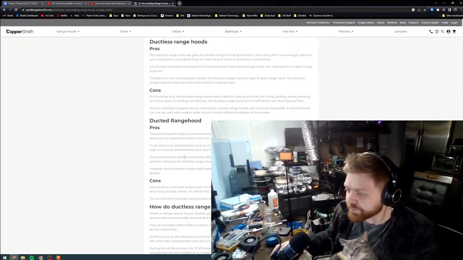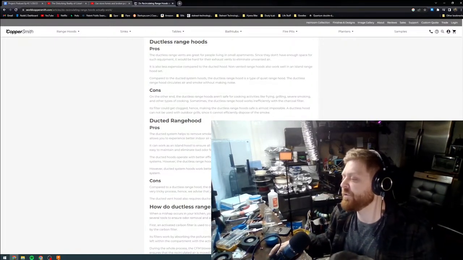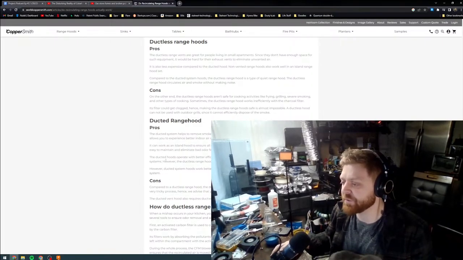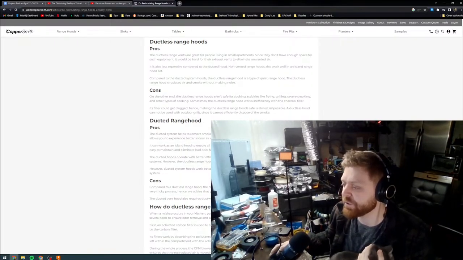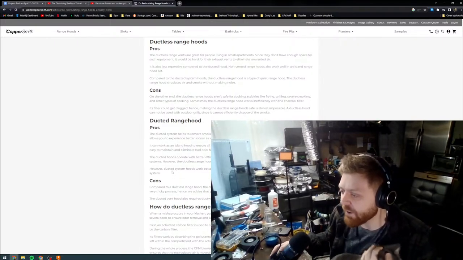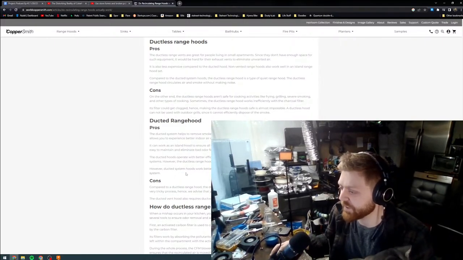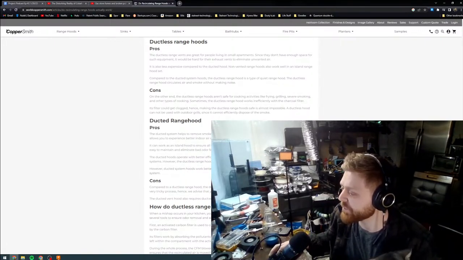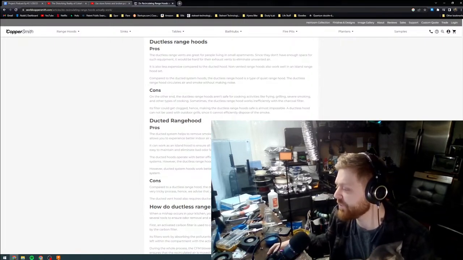The ducted hoods operate with better efficiency compared to ductless range hoods because of the ducted systems. However, the ductless range hood works with more fans and seemingly faster efficiency. That doesn't make sense. However, ducted system hoods work better for outdoor cooking since the vent hood is supported by the HVAC system. Cons. Compared to ductless range hood, the ducted hood requires a professional for installation.